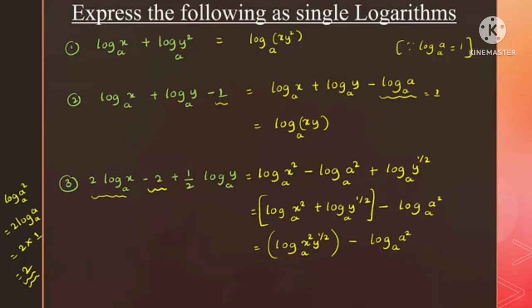So now we can apply the second rule, that is the subtractive identity. This is in subtraction form, so I can write it in ratio form using the second rule. Log, here I am going to write x square root y divided by a square to the base a. Here this is according to the second rule. So this is in the subtractive form, so I converted it into a ratio. So now this is a single logarithmic form.